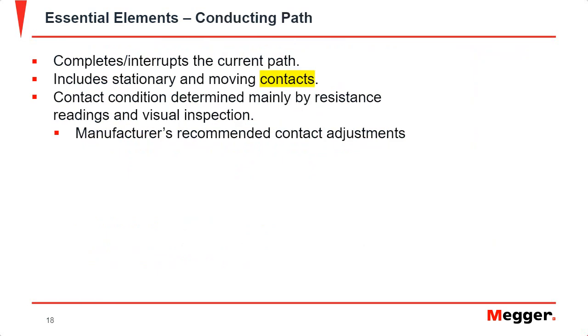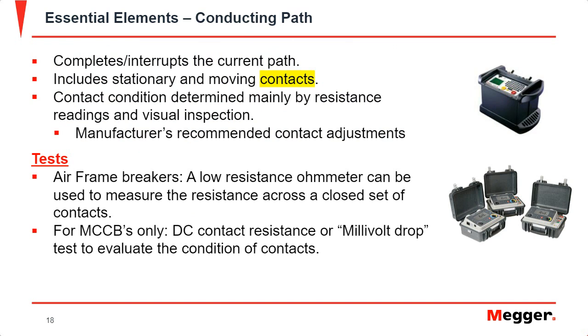Another element of the breaker is the conducting path. To test this, typically you're going to be testing with the DLRO or doing a millivolt drop test with your primary injection test set. When doing this, you're actually testing the moving and the stationary contacts, so again, the main and the arcing contacts. When testing those, your condition is going to be determined mainly by your resistance readings, as well as a visual inspection. Checking if there are any burn marks or any damage to your contacts while doing your visual inspection is very important.